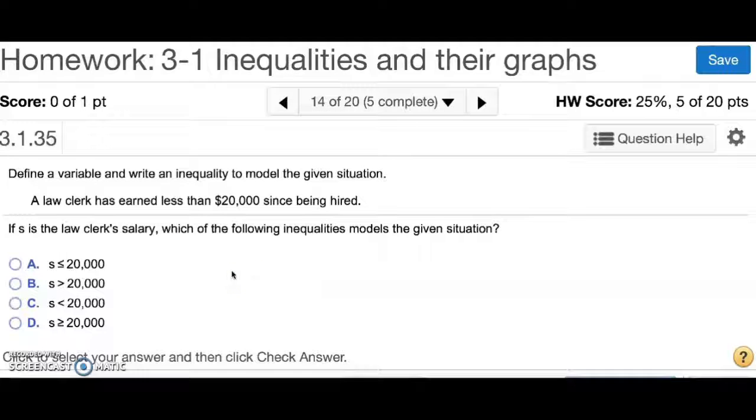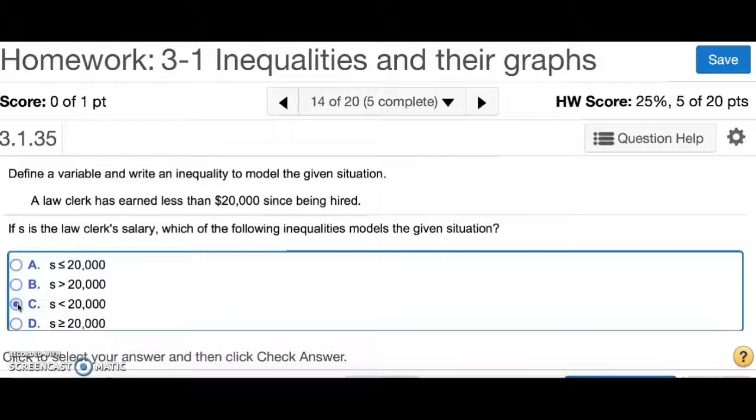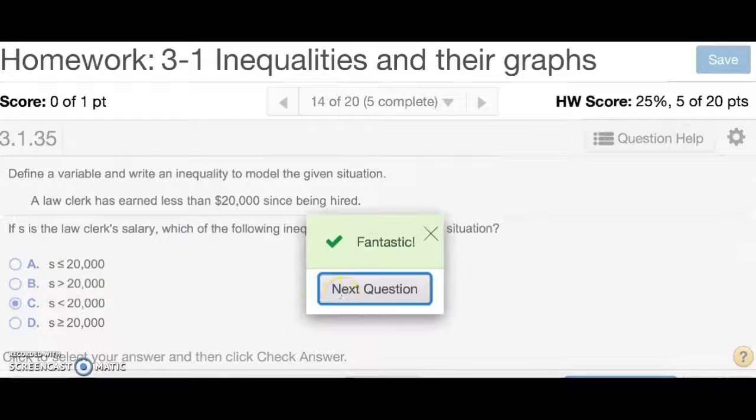Number 14, it says define a variable and write an inequality to model the given situation. So we have a law clerk has earned less than $20,000 since being hired. Less than means it's pointing to the left, and since it's only less than, not less than or equal to, it would be C for number 14.